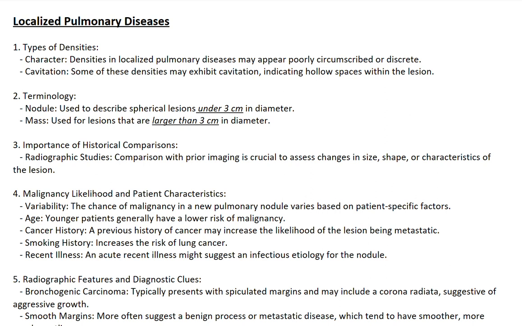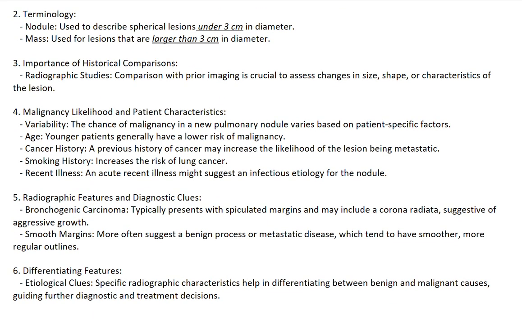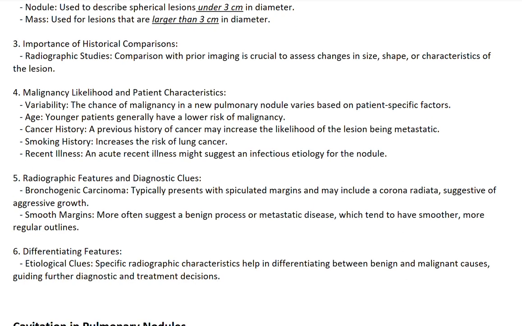5. Radiographic features and diagnostic clues. Bronchogenic carcinoma typically presents with spiculated margins and may include a corona radiata, suggestive of aggressive growth. Smooth margins more often suggest a benign process or metastatic disease, which tend to have smoother, more regular outlines. 6. Differentiating features. Etiological clues. Specific radiographic characteristics help in differentiating between benign and malignant causes, guiding further diagnostic and treatment decisions.